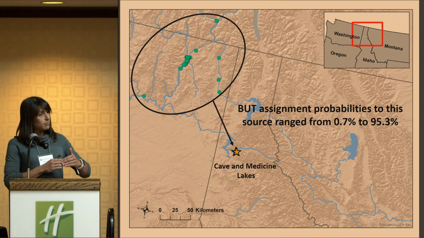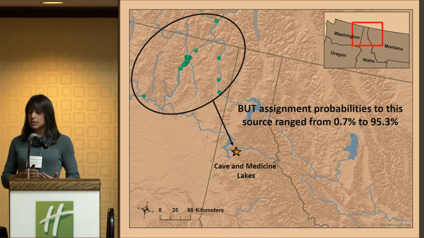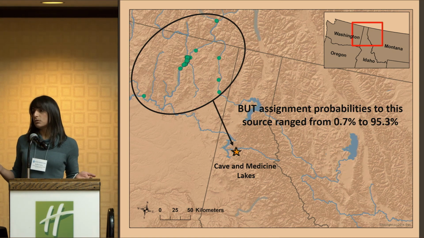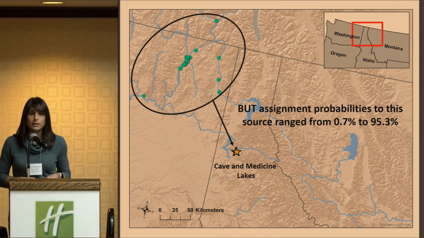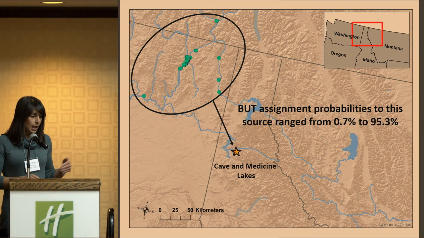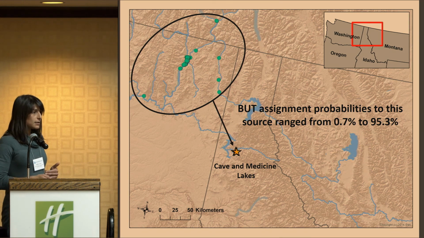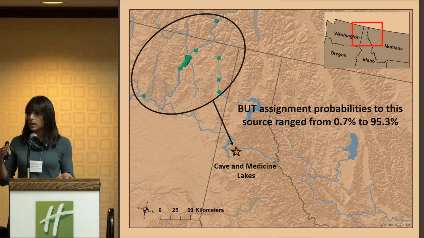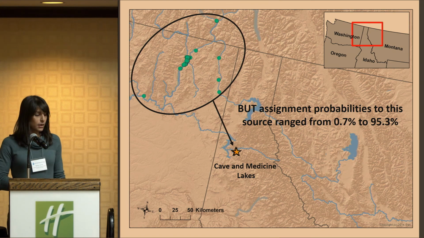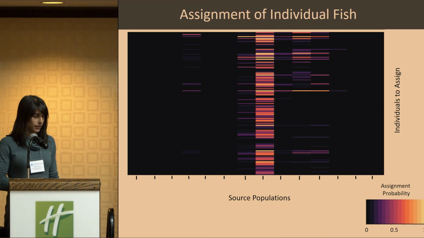Although Cave and Medicine Lakes were the most likely source of assignment, the variation was huge across our 145 individuals. So some individuals assigned to this location most strongly, but their probability of assigning to Cave and Medicine Lakes was less than 1%. We had some individuals that also assigned there with near 100% probability. And when I was thinking about how to represent this information, it's a lot to try and compress down 18 populations by 145 individuals. And so I thought that a heat map might really help with this.